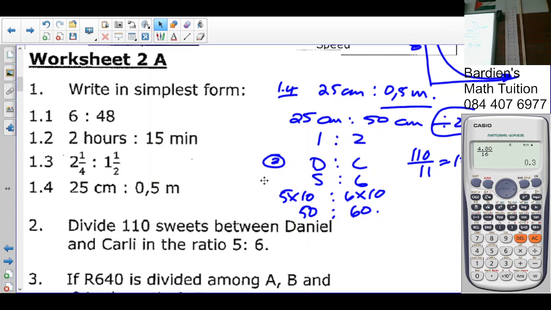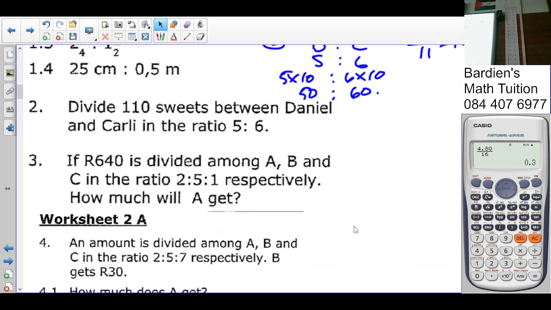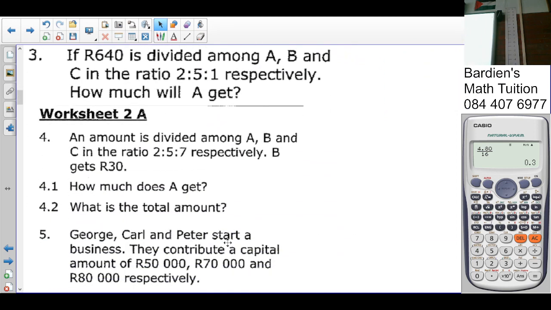And in number 2, we are told to divide 110 sweets between Carly and Daniel in the ratio of Daniel to Carly, 5 is to 6. We add that together, we get 11. Total number was 110. 110 divided by 11 is 10 sweets per unit. Daniel has 5 units. 5 times 10 is 50. Carly has 6, so 6 times 10 is 60. Okay. Sorry about that. Pause the video again.